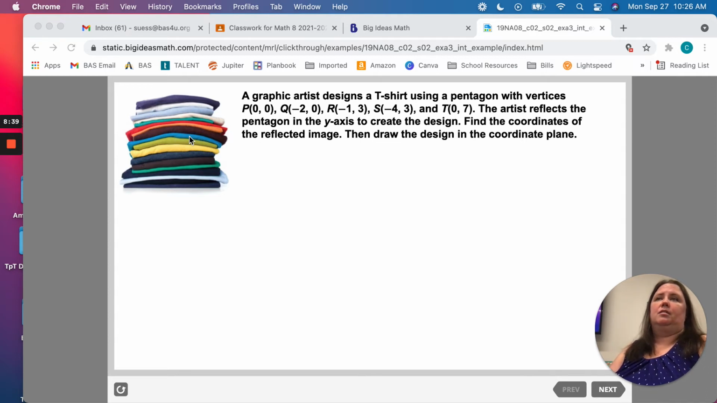Okay, a graphic artist designs a t-shirt using a pentagon with vertices at P, 0, 0, Q, -2, 0, R, -3, -1, 3. S is at -4, 3. T is at 0, 7. The artist reflects the pentagon in the y-axis to create the design. Find the coordinates of the reflected image, then draw the design.